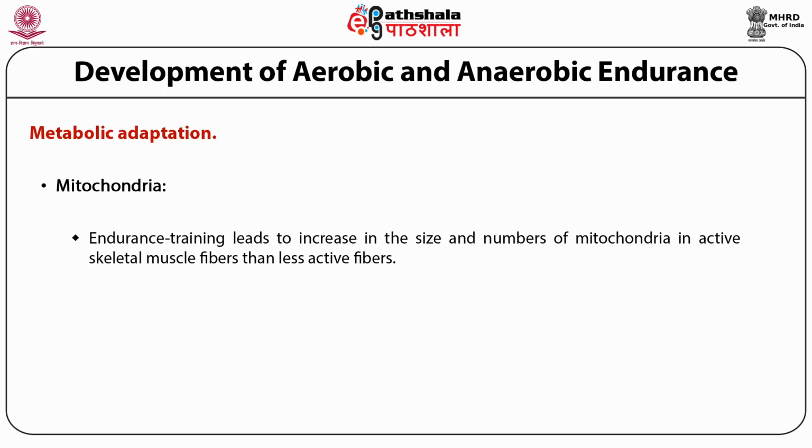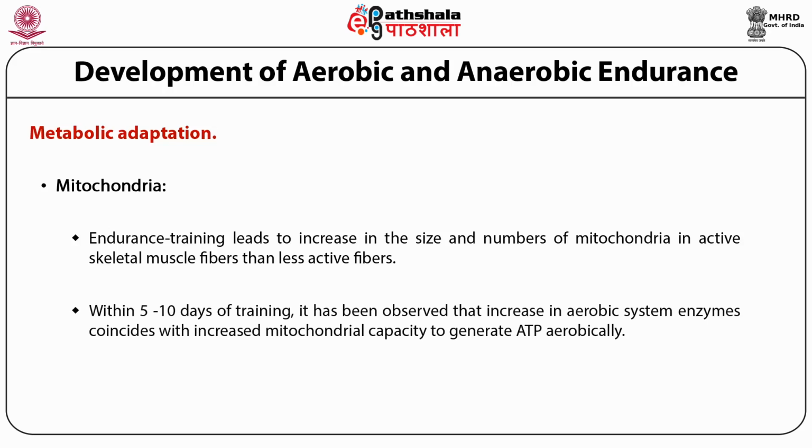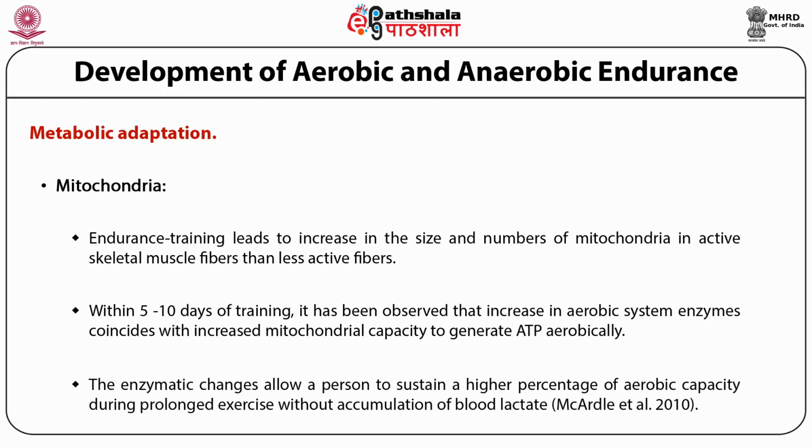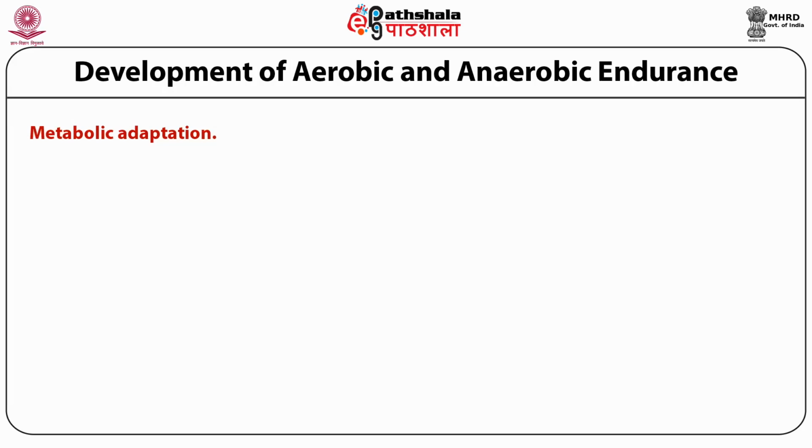The enlarged mitochondria and enzyme activity is associated with increased capacity to generate ATP aerobically. Within 5 to 10 days of training, it has been observed that increase in aerobic system enzymes coincides with increased mitochondrial capacity to generate ATP aerobically. The enzymatic changes allow a person to sustain a high percentage of aerobic capacity during a prolonged exercise without accumulation of blood lactate. The next metabolic adaptation is the change in carbohydrate and fat metabolism.